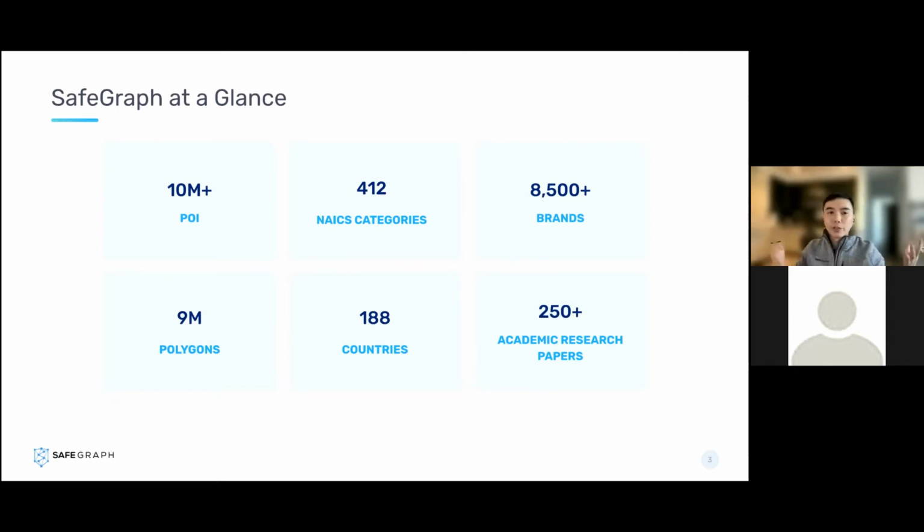And of course, with all that, you can imagine that a lot of this work has been leveraged amongst a lot of different types of use cases, both by companies, but also in academia. During the pandemic, we also made our data freely available to academics and government use cases. And our data has been used in over 250 academic research papers.